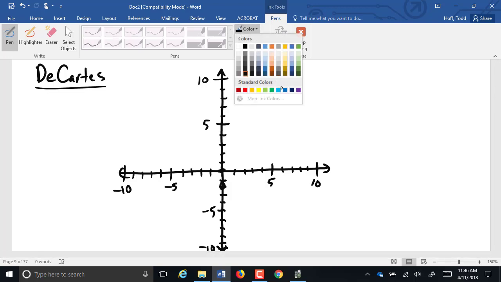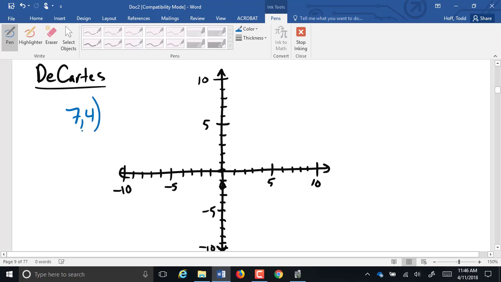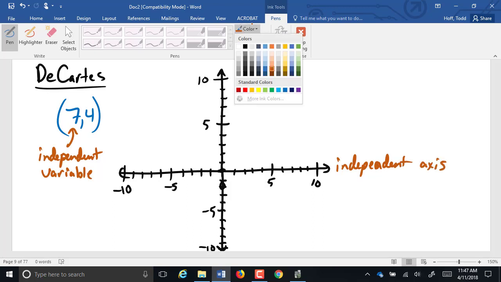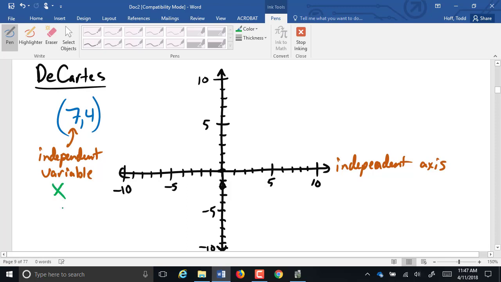And to display, let's go back to that 7 and 4. To display those numbers, we refer to this first variable as an independent variable. So this horizontal axis is used to display that first variable. That is the independent axis. Most often that is used to display the variable represented by the variable x. So also often called the x-axis.